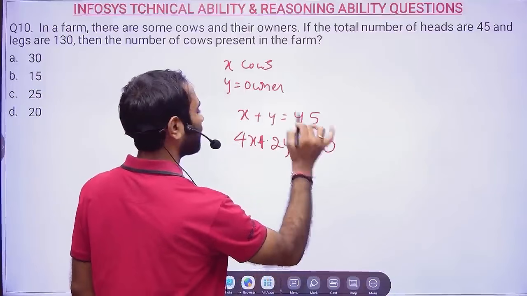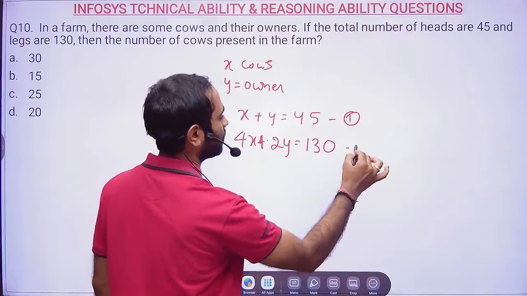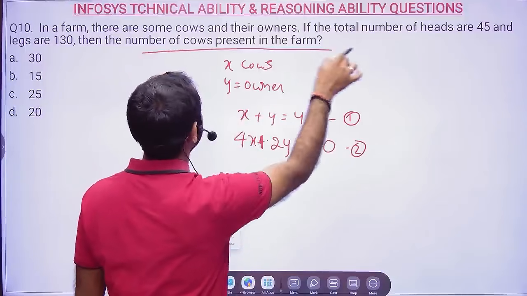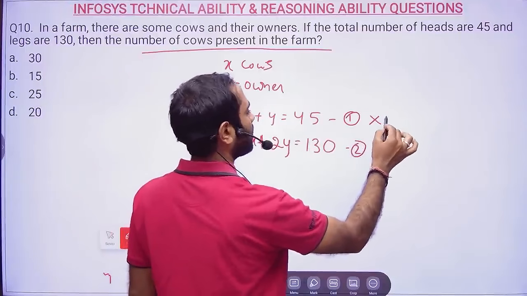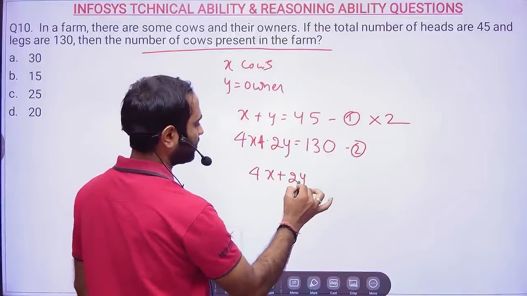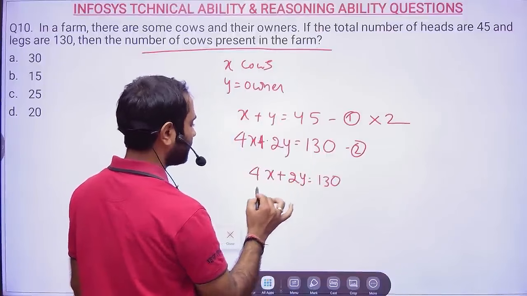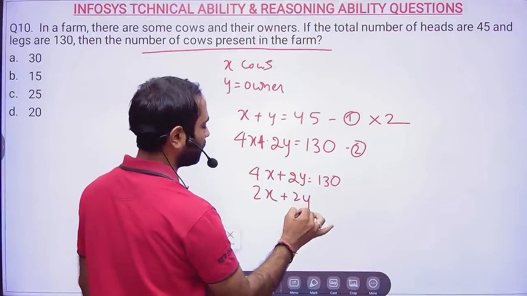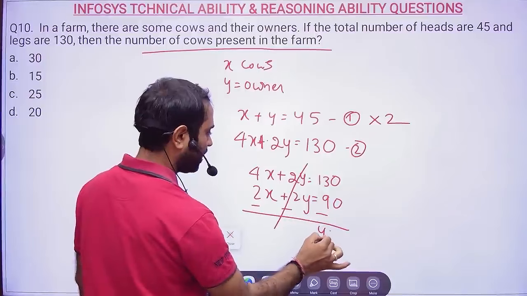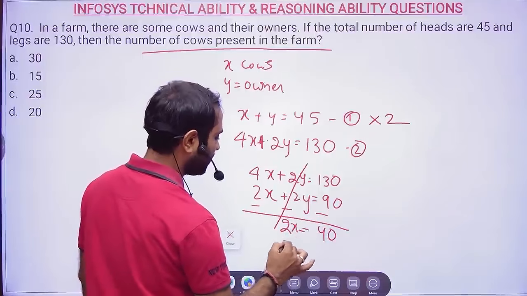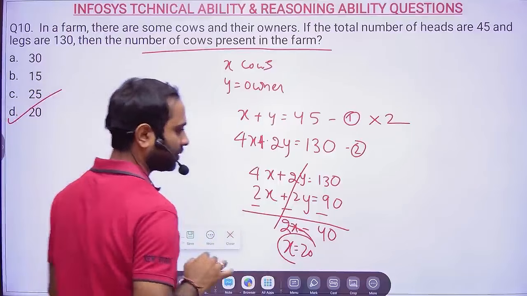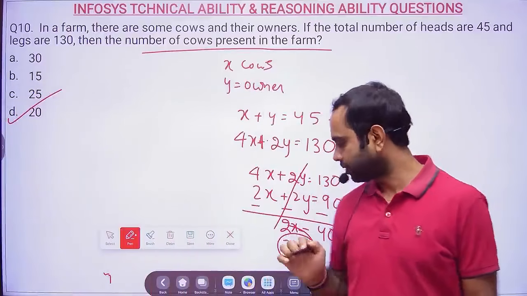Now the total number of legs is 130. Equation 1, equation 2. Now we have to simplify to get the value of X. They are asking the number of cows present. So cancel Y, multiply by 2. The second equation is 4x plus 2y equals 130, and the first equation is 2x plus 2y equals 90. Now subtract. This will be 40 and this will be 2x. X will be equal to 20. So the number of cows in the farm is 20. Option D will become the correct answer for this particular problem.